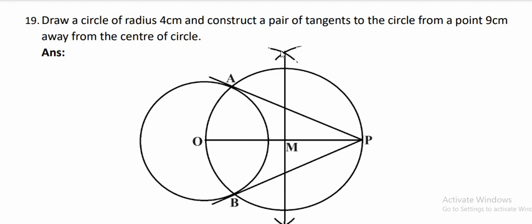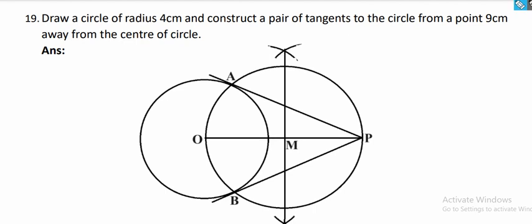Draw a circle of radius 4 centimeter and construct a pair of tangents. I think you already know about this construction. First you have to draw OP of 9 centimeter, and then take 4 centimeter using the compass, and draw a circle by taking O as the center. Draw this circle first. After that you have to take more than 3/4 of the OP.